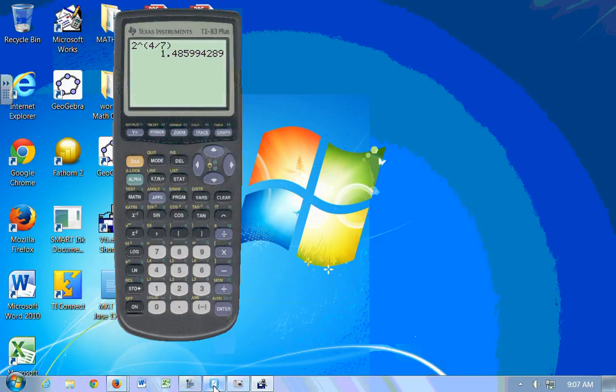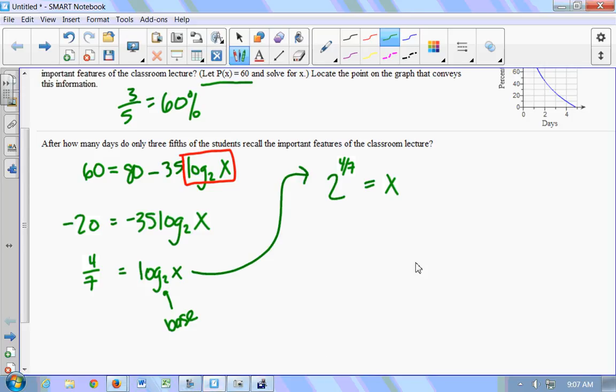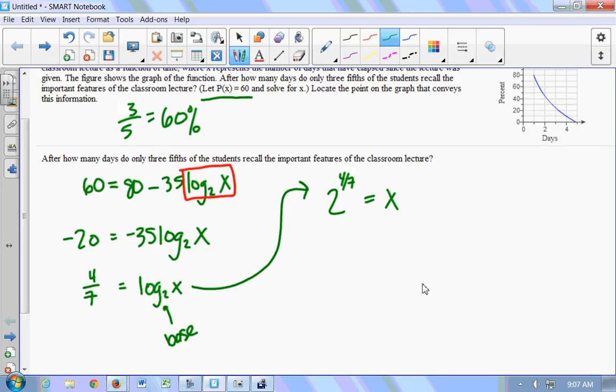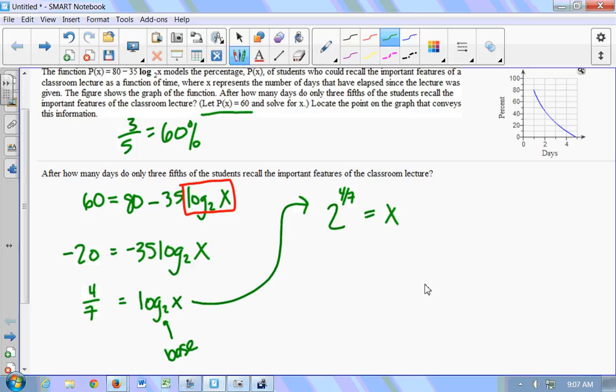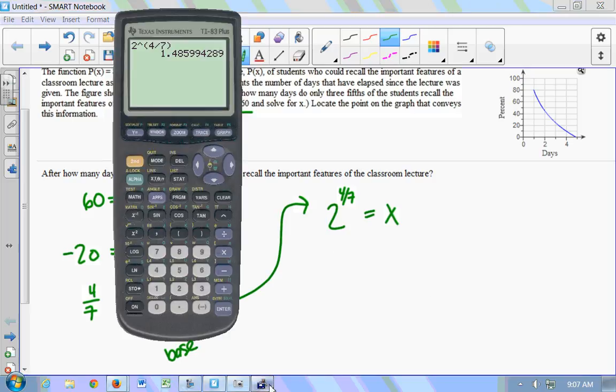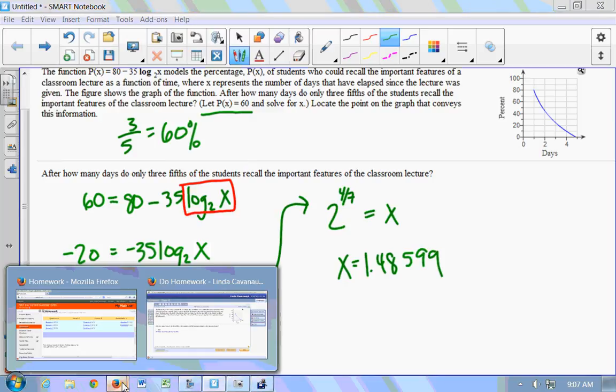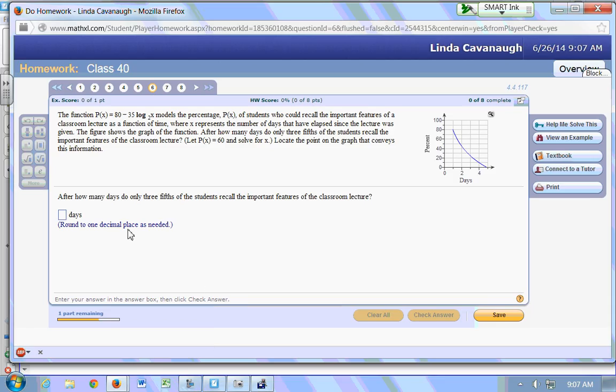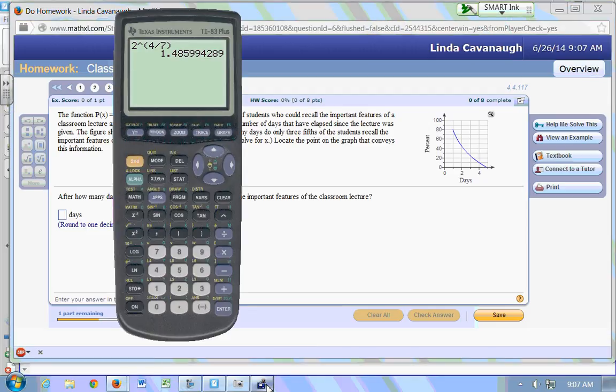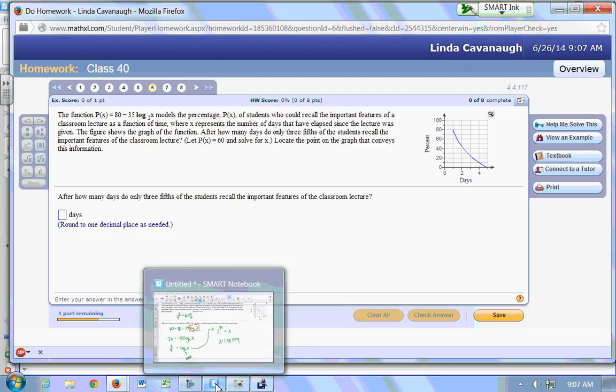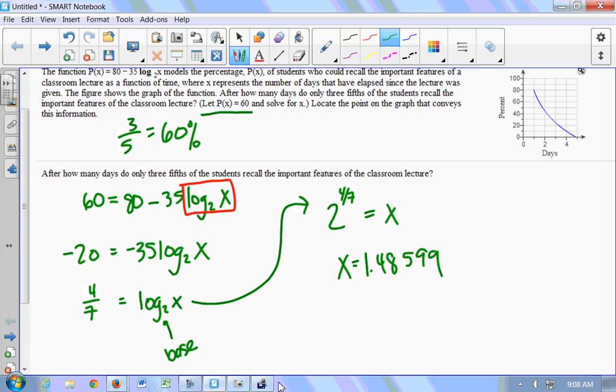1.486. See, did they tell us how to round it? They didn't. But, oh, okay. Oh, all right. 1.486. Let's write that all down and then go to the site and maybe it'll round to 1 decimal place. So that would be 1.5 days.